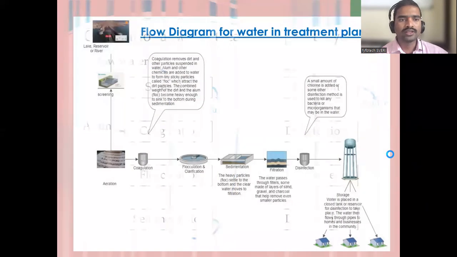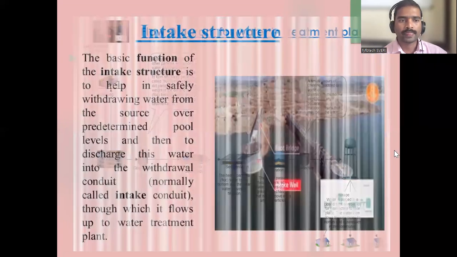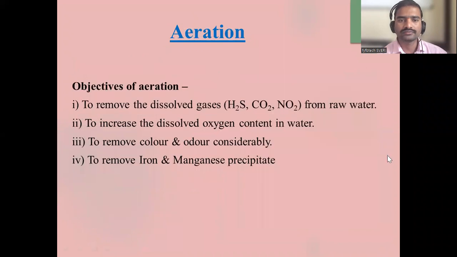So this is a flow chart we have seen: screening, aeration, coagulation, flocculation, clarification, sedimentation tank, filtration, disinfection, and storage tank to distribution. We have seen all these things. Correct.